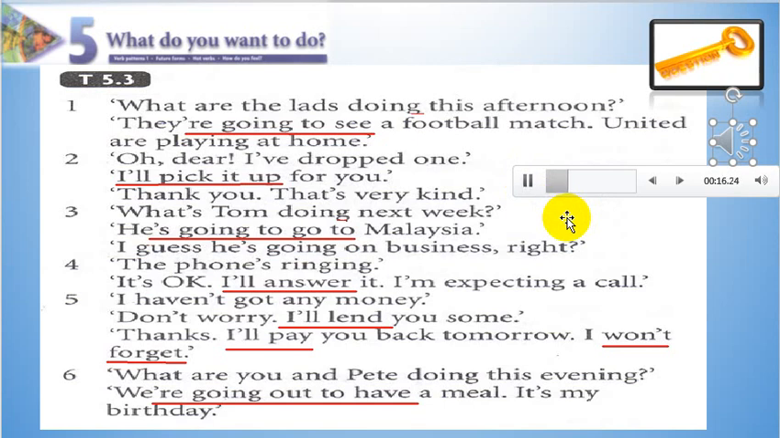Oh dear, I've dropped one. I'll pick it up for you. Thank you. That's very kind.